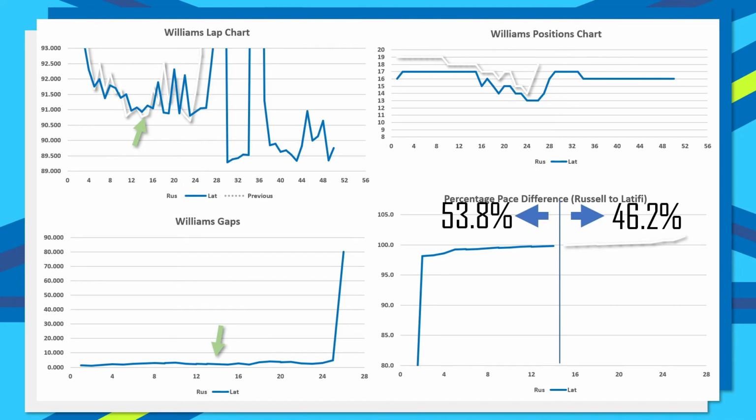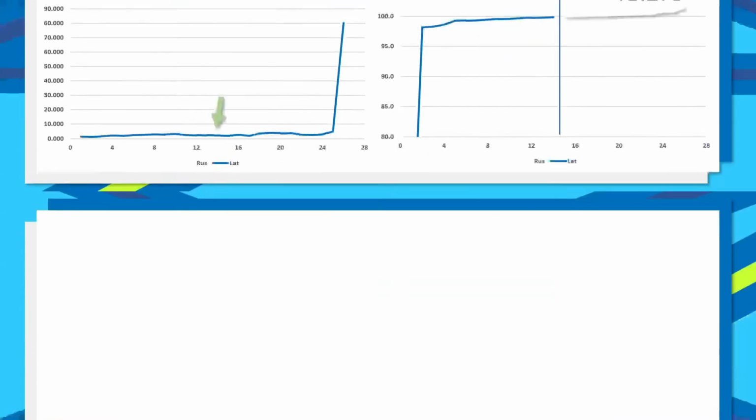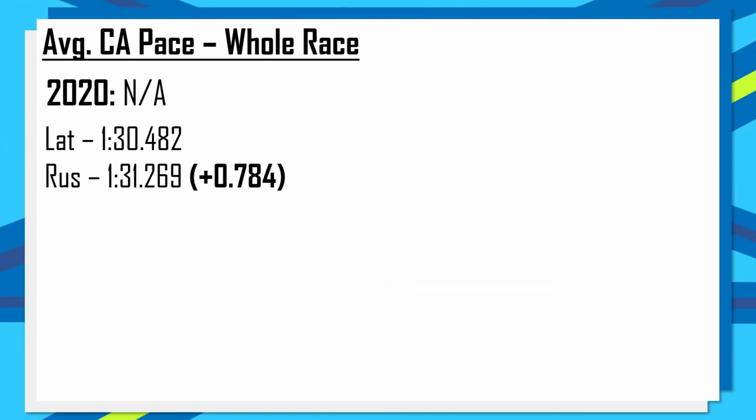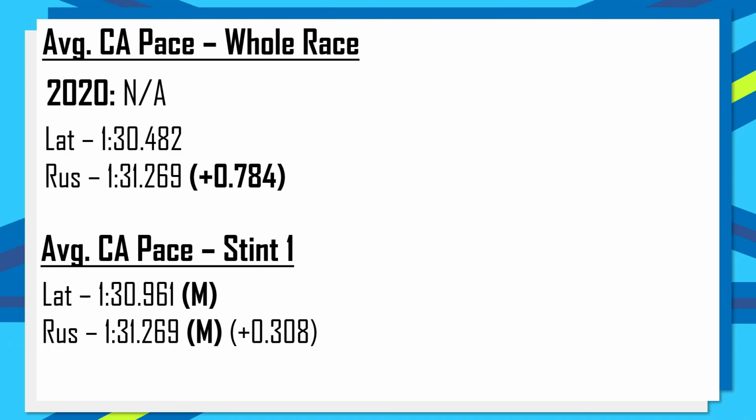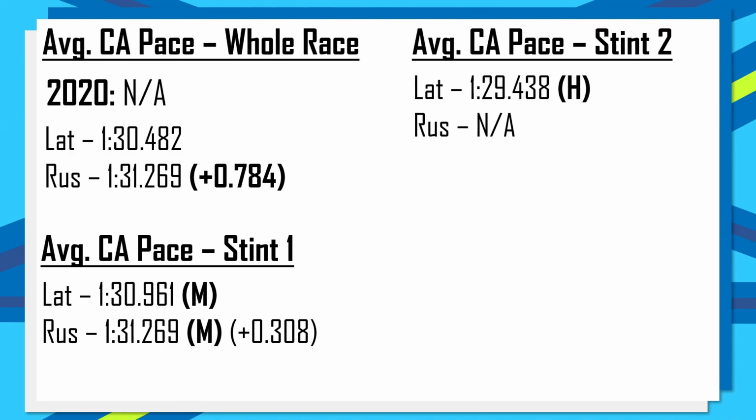But unfortunately, due to Russell's early retirement, that is all the analysis I can do on this panel, so we can take a look at their clean air lap difference across the whole race, and it was actually 8 tenths in Latifi's favour. Where in stint 1, where both drivers ran the mediums, it was actually 3/10 in Latifi's favour, where his whole race value is actually benefited by his stint 2 performance, a 1 minute 29.4 on the hards, which Russell wasn't able to compete with as he ended up retiring.